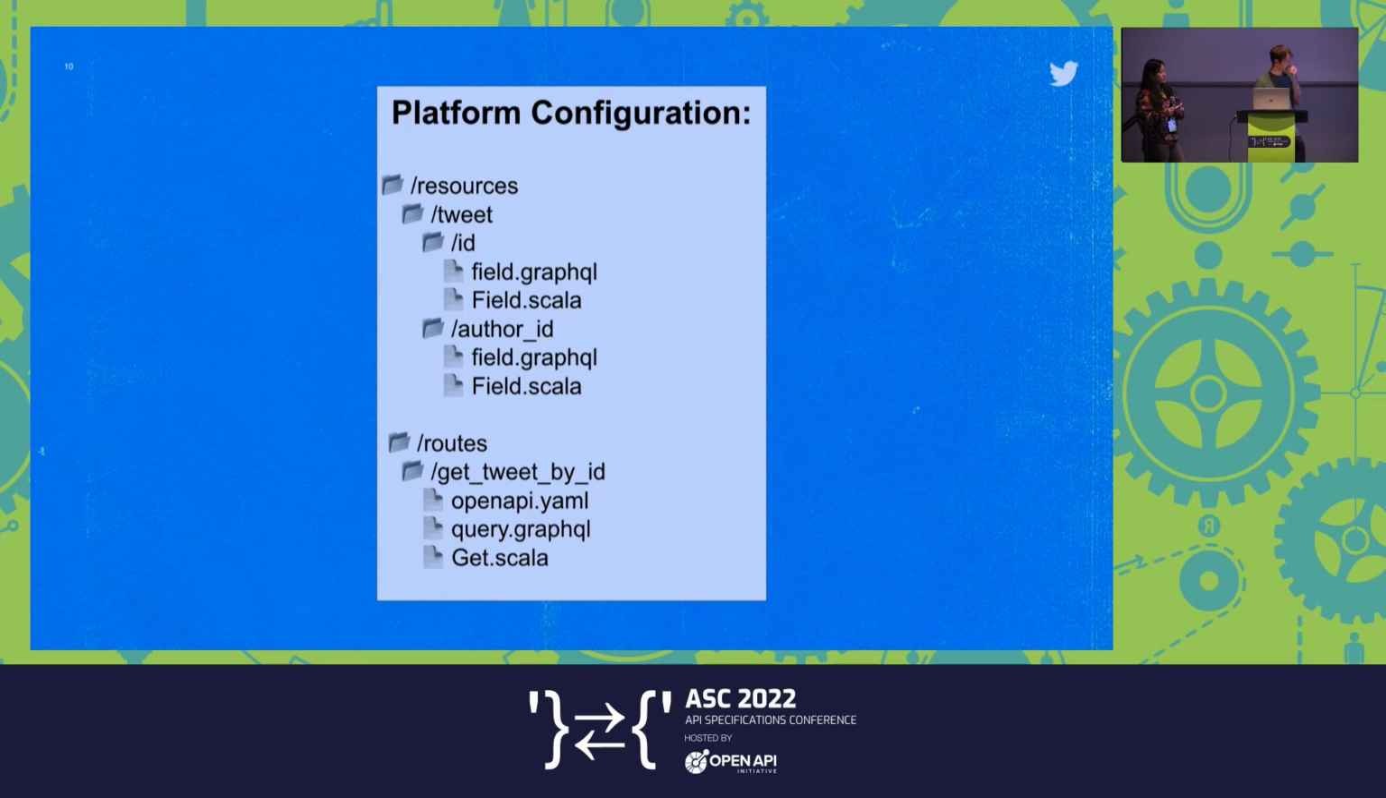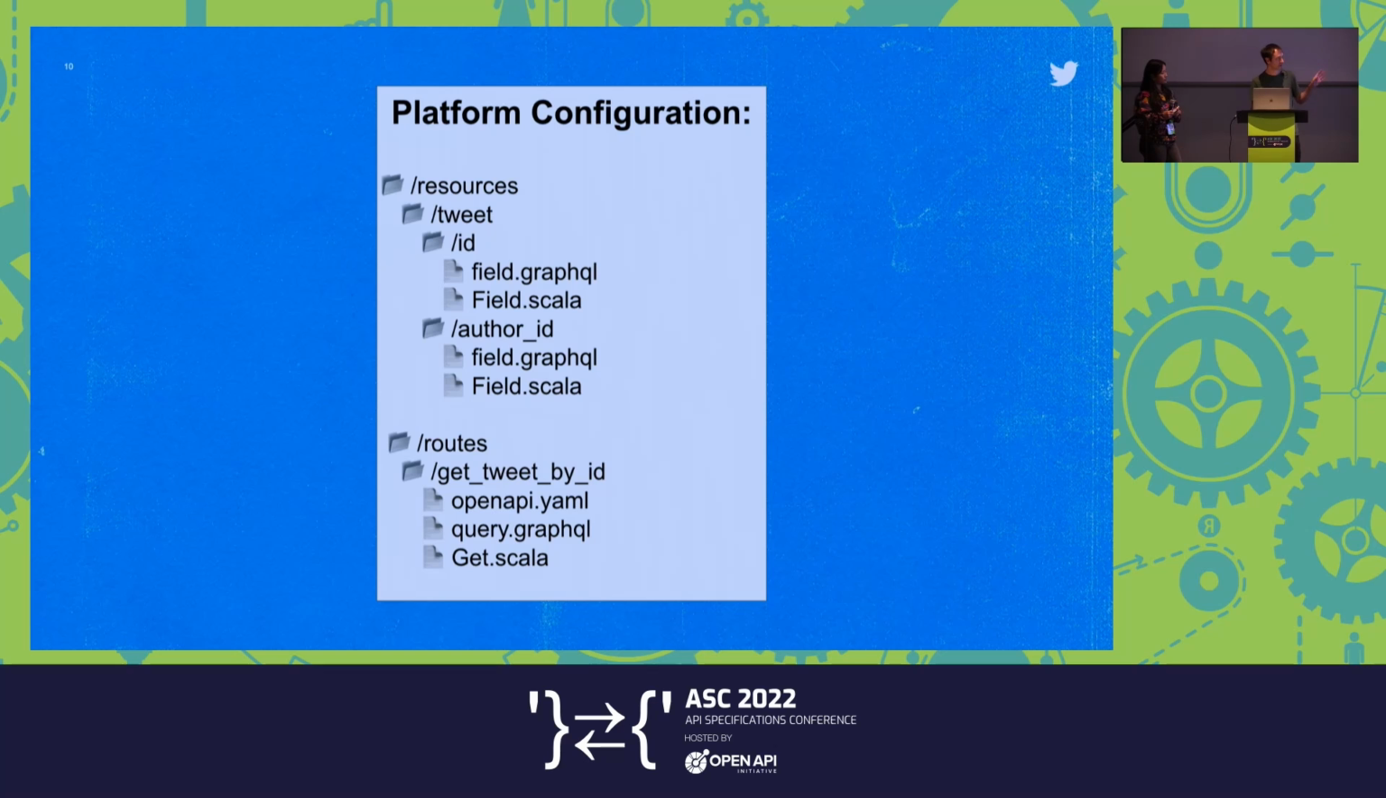So what does the platform config look like? This is the declarative data that Twitter teams build. This is a simple view of it. But two of the major pieces of it are what we call resources and routes. Teams define these things separately from one another. So resources can be defined in isolation, and then routes use those resources.